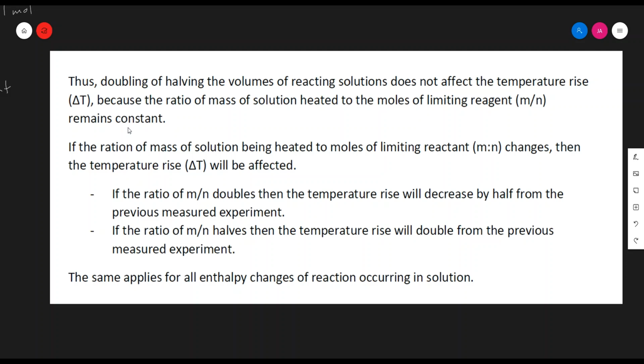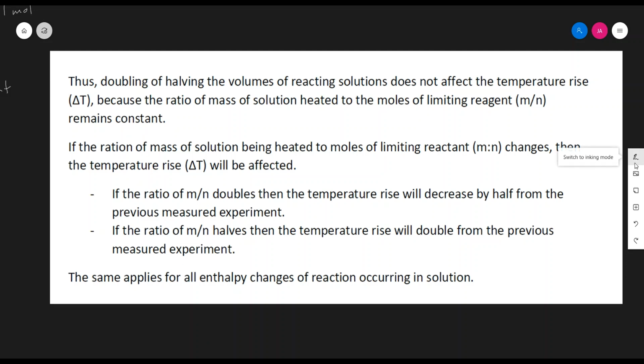On the other hand, if the ratio of mass of solution being heated to moles of limiting reagent changes, then the temperature rise will be affected, as stated previously. If the ratio of mass to moles doubles, then the temperature rise will decrease by half from the previous measured experiment. And if the ratio of mass over moles halves, then the temperature rise will double from the previous measured experiment. The same applies for all enthalpy changes of reaction occurring in solution.